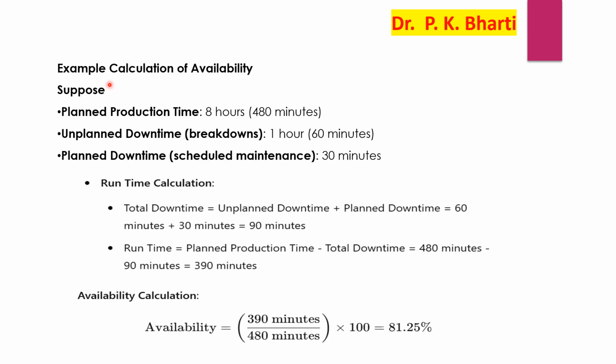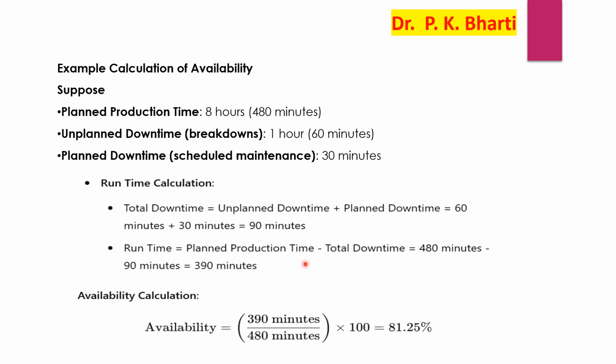Let us understand it with the help of an example. Suppose for a production process, planned production time is 8 hours, that is 480 minutes. Unplanned downtime is 1 hour, that is 60 minutes. That machine equipment is down for 60 minutes. And planned downtime, scheduled maintenance, is of 30 minutes. So in the runtime calculation, total downtime will be unplanned plus planned downtime. Planned downtime was 30 minutes, while unplanned means sudden breakdowns occurred for 60 minutes. So it will be 60 plus 30, that is 90 minutes.